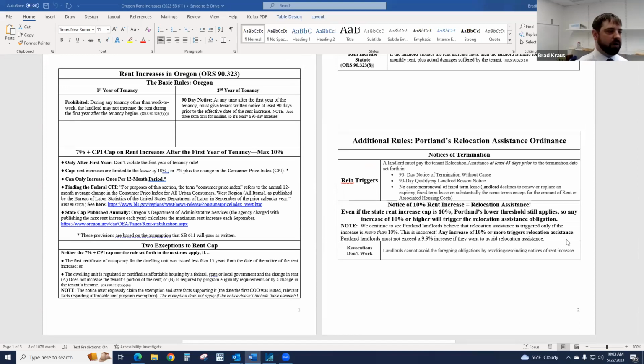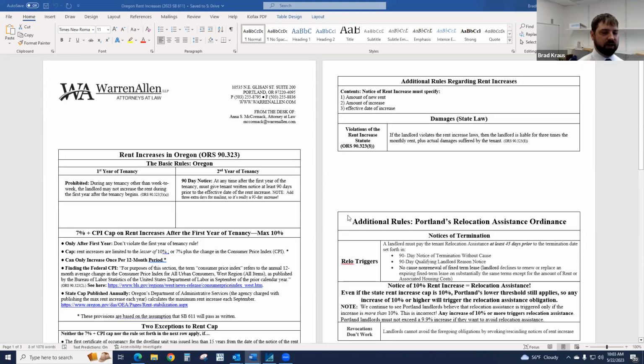The other thing is that the notice must expressly claim the exemption and state the facts that support it. So even if you're subject to the exemption and your notice doesn't state anything about it, your notice is invalid and you violated the state law. Okay, so again, if you think you have an exemption, you should work with an attorney on that, because it's going to be important to get that right.